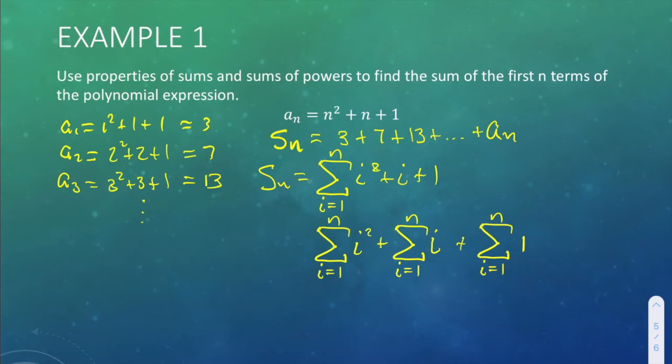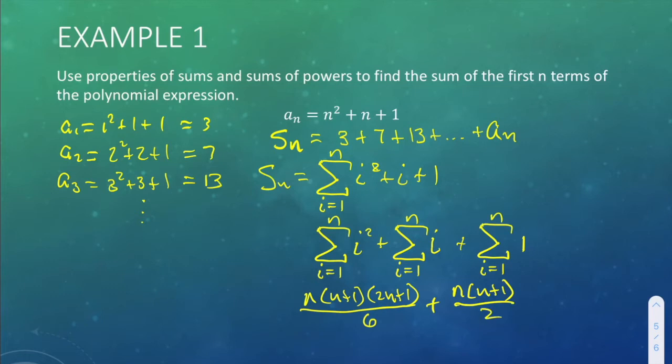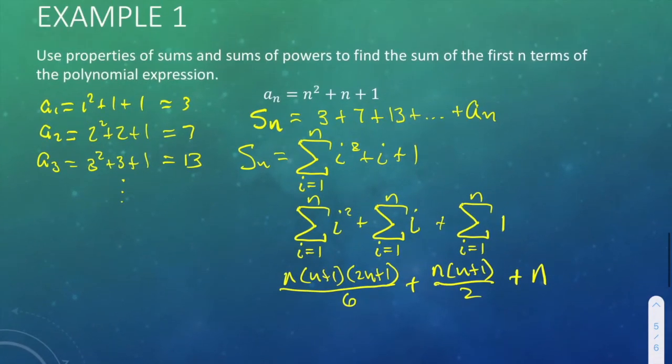So we know that i squared comes out looking like this: n times n plus 1 times 2n plus 1 divided by 6, plus, and we know that the summation for i turns out to be n times n plus 1 divided by 2. And we know that the sum of a constant is just going to be 1 times n, so that's n. Let's take a look at this and clean it up a little bit.